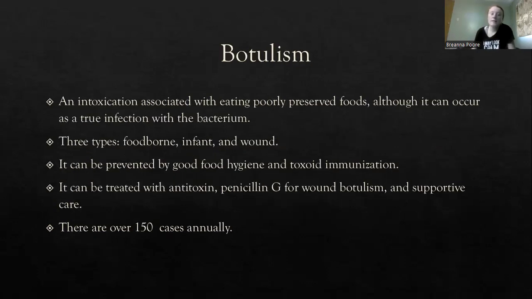Botulism, it's an intoxication associated with eating poorly preserved foods, although it can occur as a true infection with the bacterium. There are three types: foodborne, infant, and wound. It can be prevented by good food hygiene and a toxoid immunization. It can be treated with an antitoxin, penicillin G for the wound type, and supportive care. And there are over 150 cases annually.